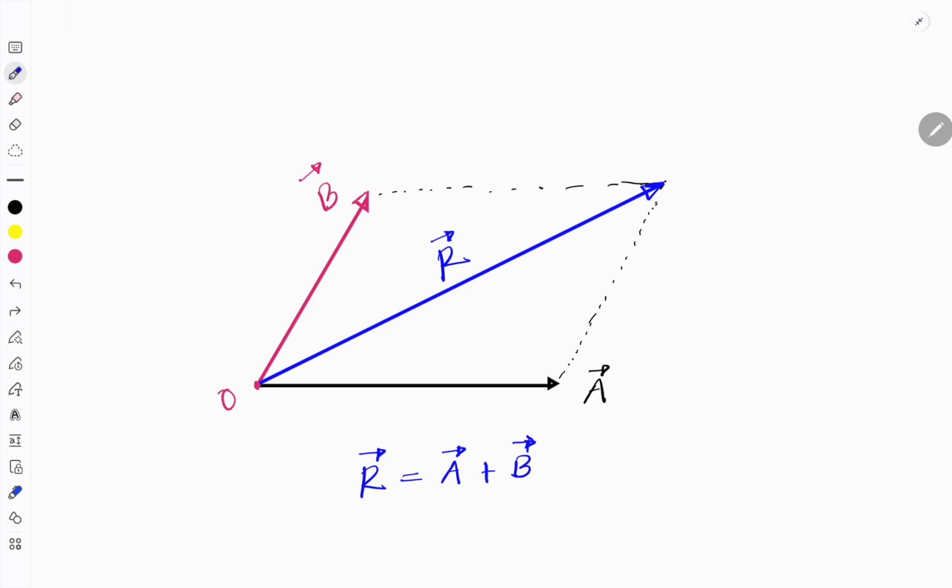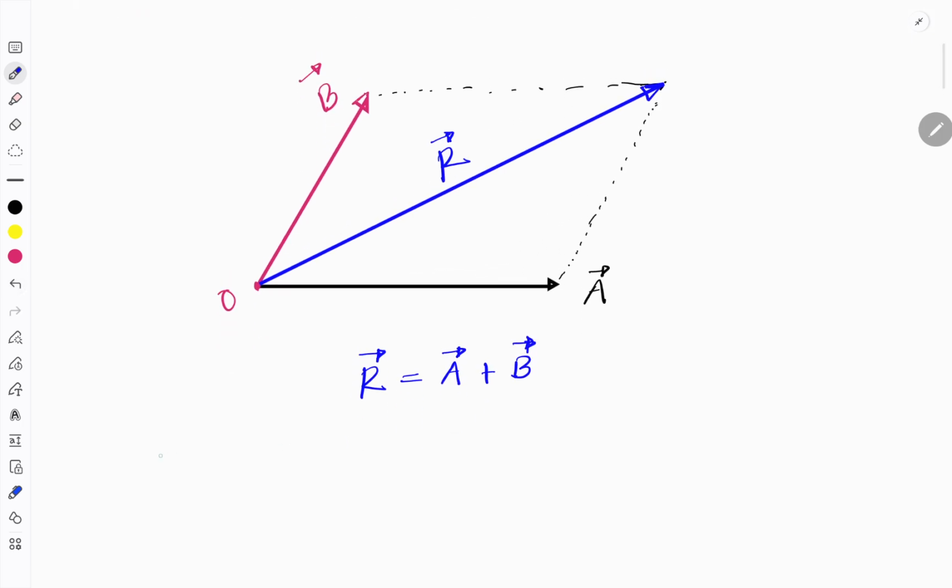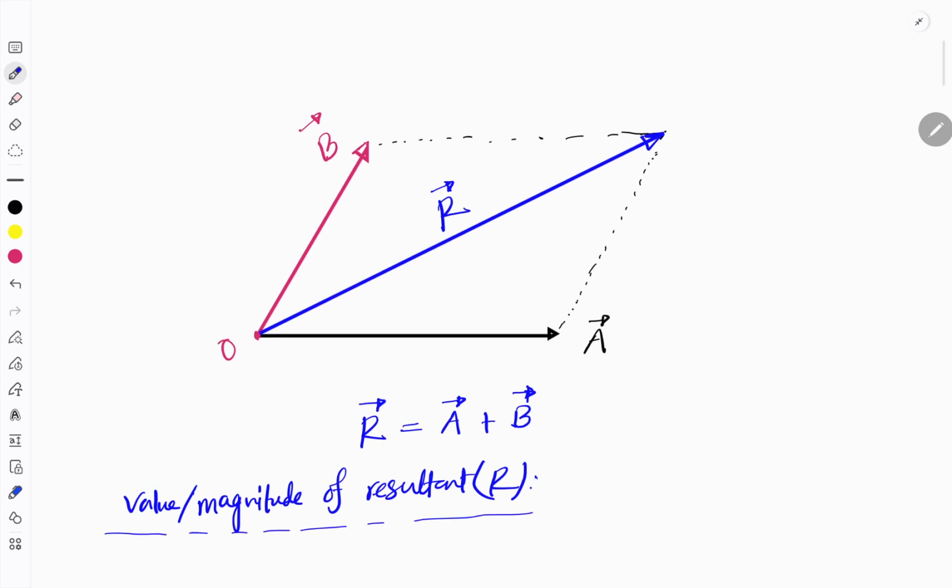Now how about we find out the value of R, the magnitude of the resultant? How do we find it? First of all, let's take this angle to be alpha. So alpha is the angle between vector A and vector B. Remember, this sign here is the angle sign.